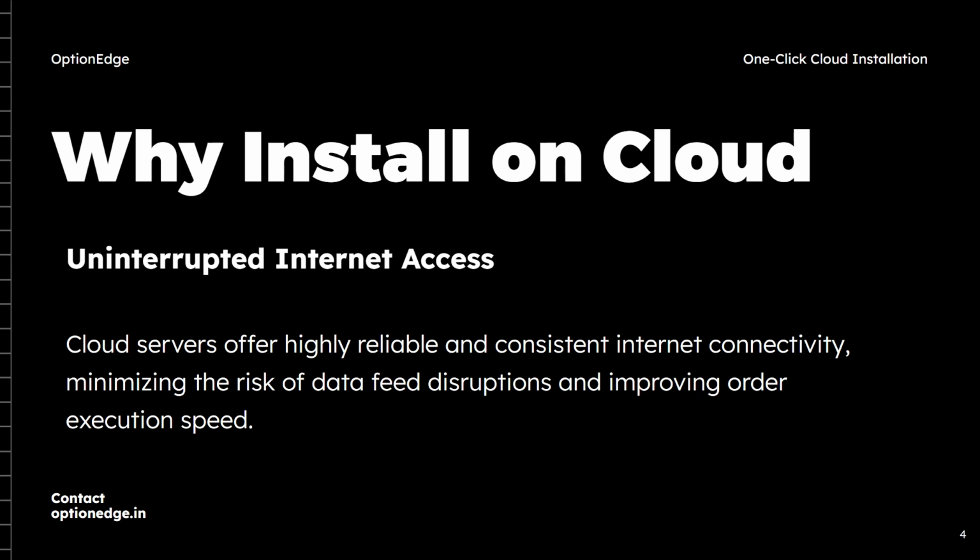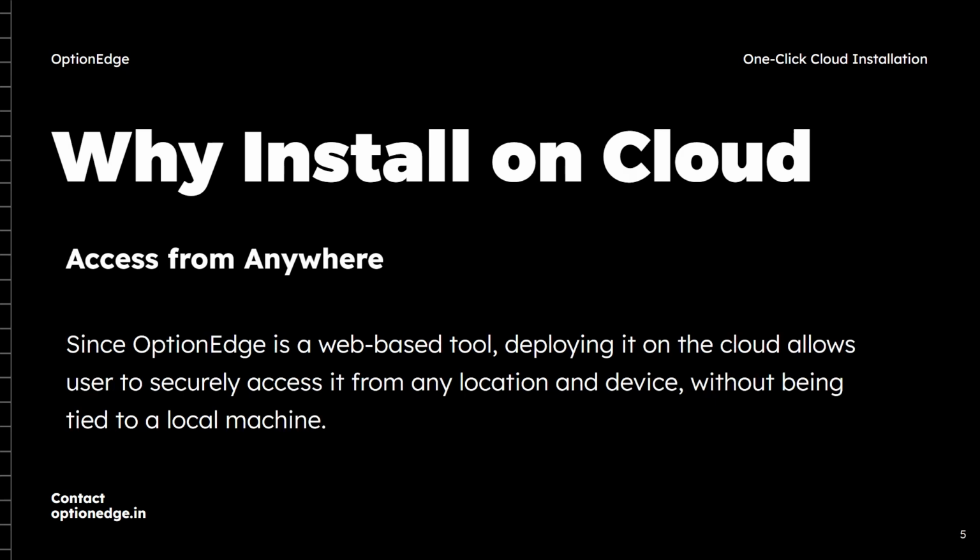Second benefit is uninterrupted internet access. The cloud server offers highly reliable internet connectivity. Let's say if you are running locally and there is any disruption in the internet access, your strategies may stop. It may not execute on time. That's the other benefit. The next benefit is access from anywhere, because OptionEdge is a web-based tool.